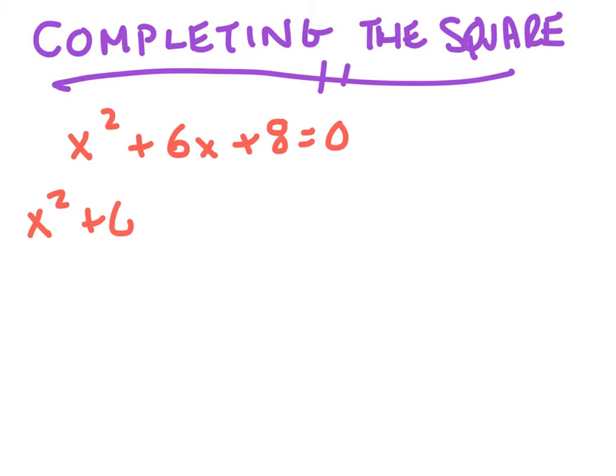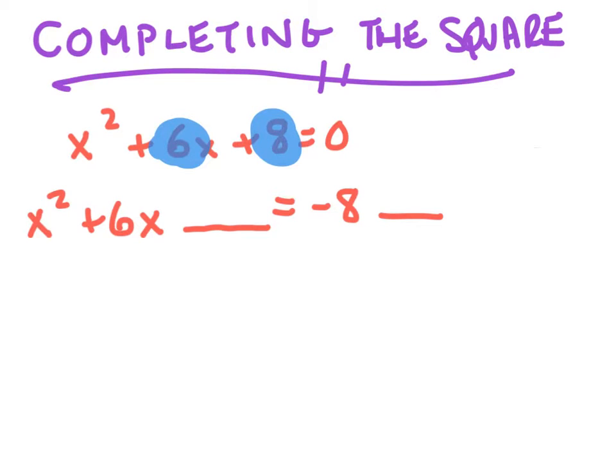What I'm going to do is leave this part here, create a little space, and move my 8 to the other side. The reason I'm doing that is because I know it's not a perfect square. How do I know that? Well, half of 6 is 3, and 3 squared is 9, not 8. So I know it's not a perfect square, but what I'm going to do is create one, or complete one. So I used my little algorithm that we just talked about. Half of this is 3, and 3 squared would be 9. So I'm going to put a 9 there.